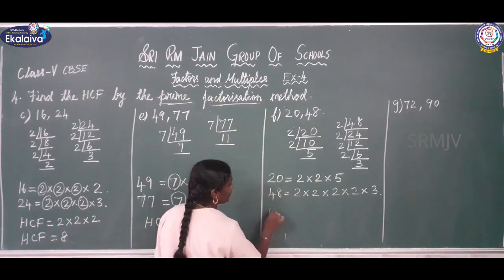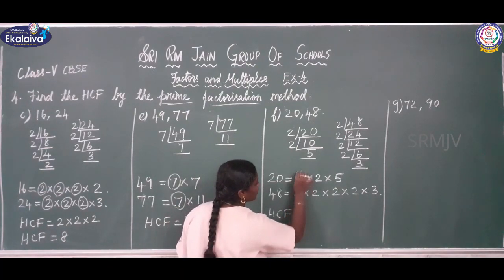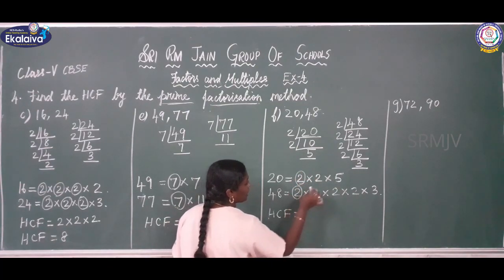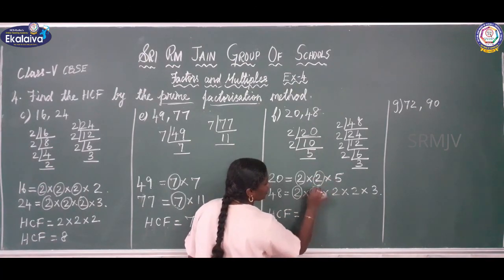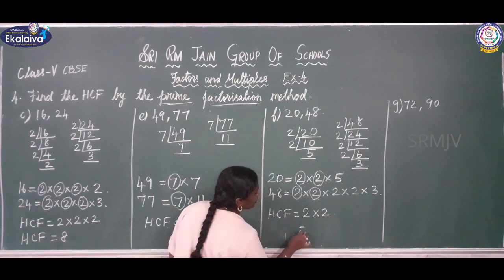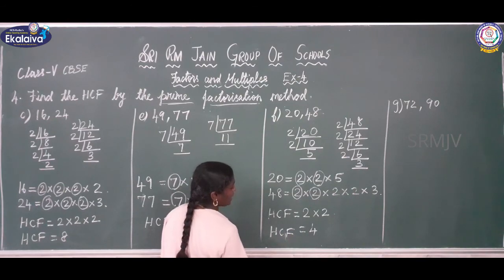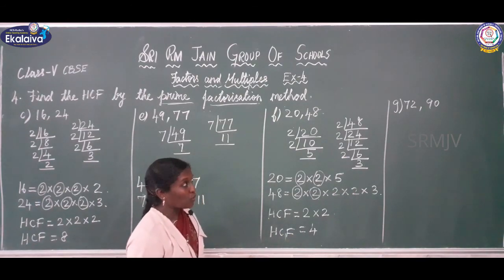Now we have to find the highest common factor, HCF. So we have to identify the common factors. 2, 2, that's all. So 2 into 2, 2 2s are 4. So HCF of 20 and 48 is 4.